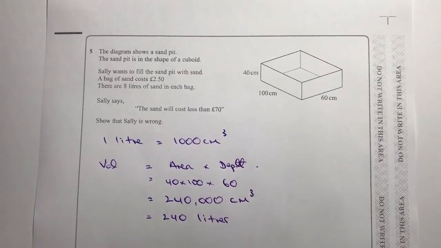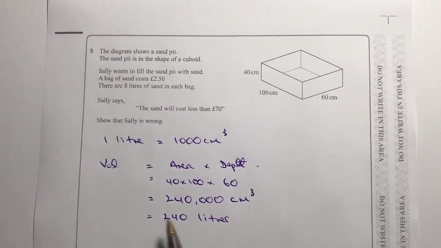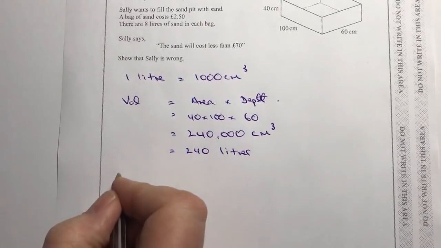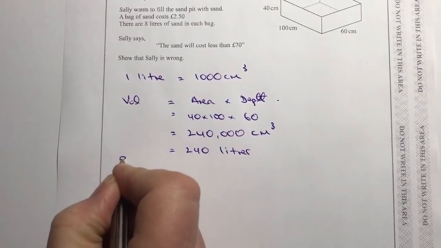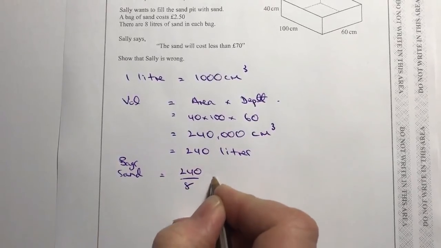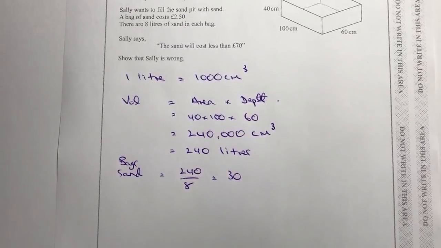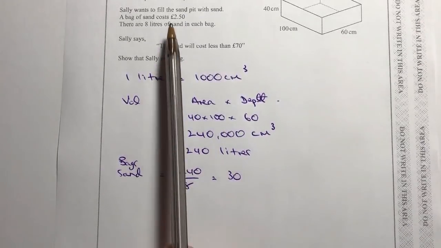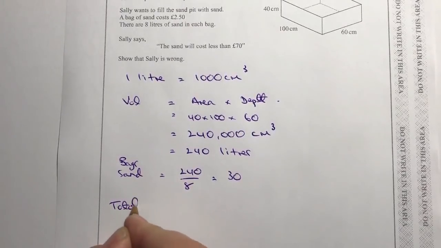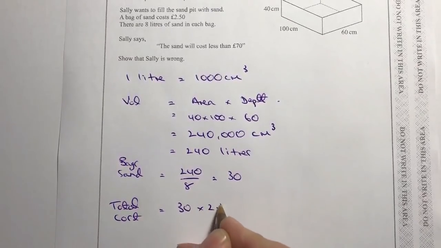Okay, and then what we're saying is that a bag of sand covers 8 litres. So basically we need to know how many bags of sand. So bags of sand is going to equal 240 divided by 8, which is going to give us 30 bags of sand. And therefore, if each bag costs £2.50, then the total cost is going to be 30 times £2.50.